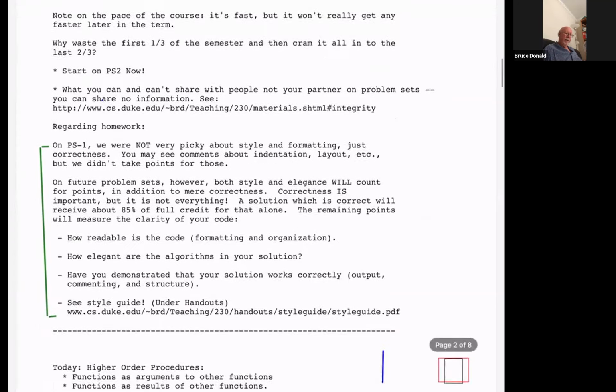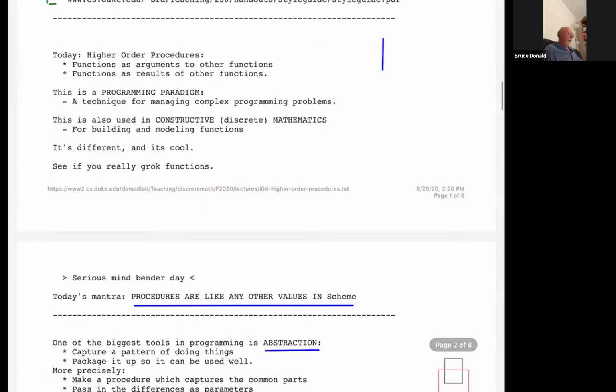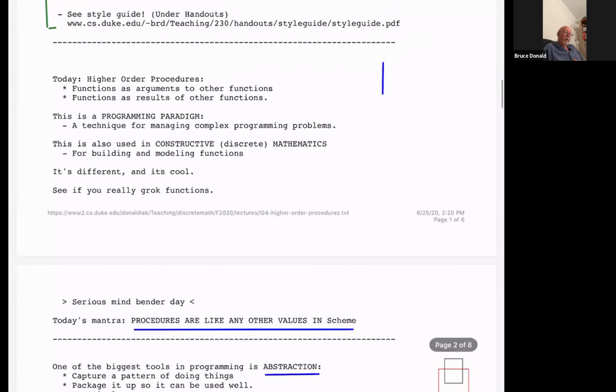Okay, so moving along, I'll let you read some of that. The main things I want to talk about today are higher order procedures. So functions as arguments to other functions and functions as results of other functions. And the reason we gave you problem set 1 is so you'd be motivated to learn more about this. It's a little abstract if you haven't tried to do it yourself. So can you have functions as arguments to functions? Can you return them? So this is actually a programming paradigm.